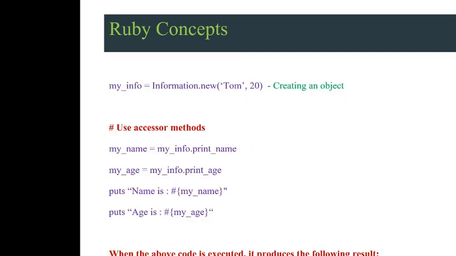Okay. Then I'm basically calling this print name method, which is an accessor method, and storing the value here in my_name. Same way, I'm calling print_age, storing it into my_age, and then I'm just printing them out, right? So this is a simple logic. Call those methods, store it into variables, and then print it out on the screen. And when you execute the code, it will print Tom and 20 based on these two lines.